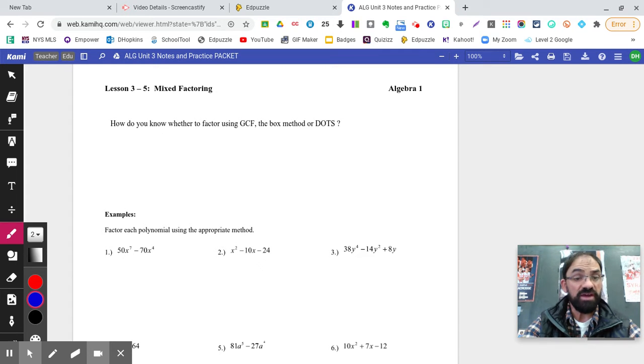Today we're going to look at all the factoring that we've done in this unit. So we've got some mixed factoring. Some may only have the GCF, some will have to factor using the box method if they're trinomials, and some will just be the difference of two squares. And we have to recognize that.